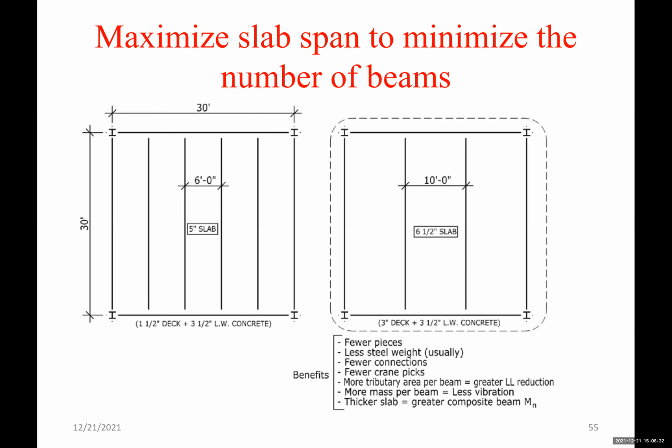Here the beams are spaced at 10 feet, so they're supporting a larger tributary area from the slab, and the slab is also 6.5 inches thick. So this actually gives us more mass. It helps more in eliminating the vibration problem. This is of course a thicker slab, so you have a greater composite beam nominal strength also.